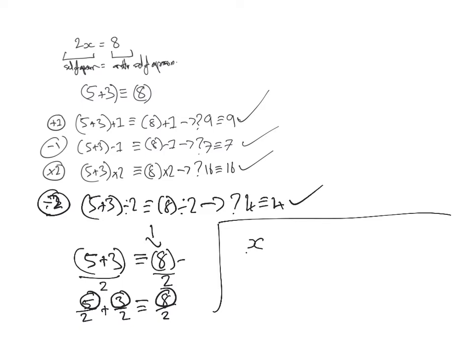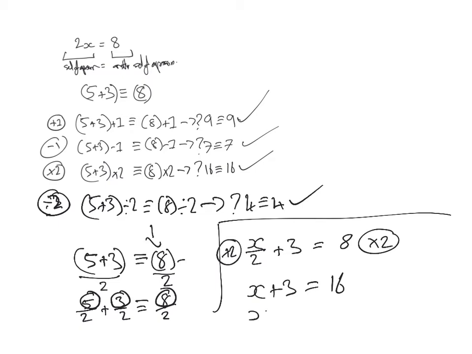x divided by 2 plus 3 equals 8. Now people will go, right, I'm going to times this side by 2, because there's an x over 2, and I'm going to times that side by 2. And they'll go, right, so x over 2 times 2 gives me my x, plus 3 equals 16. Then x equals 16 take away 3 is 13. There's my answer. Except when you put 13 back, 13 divided by 2 plus 3 doesn't equal 8.